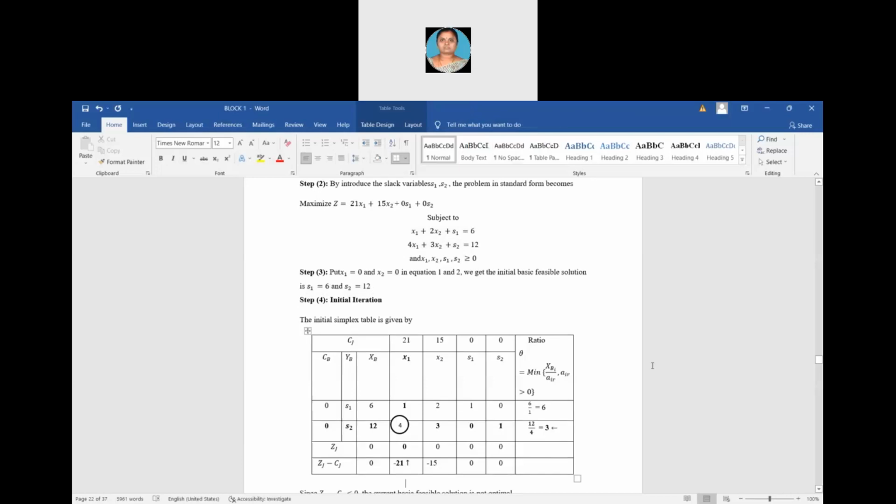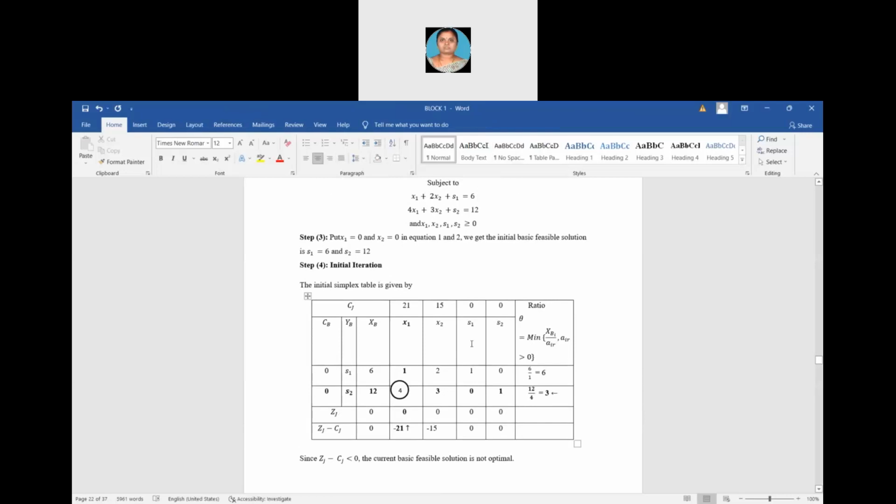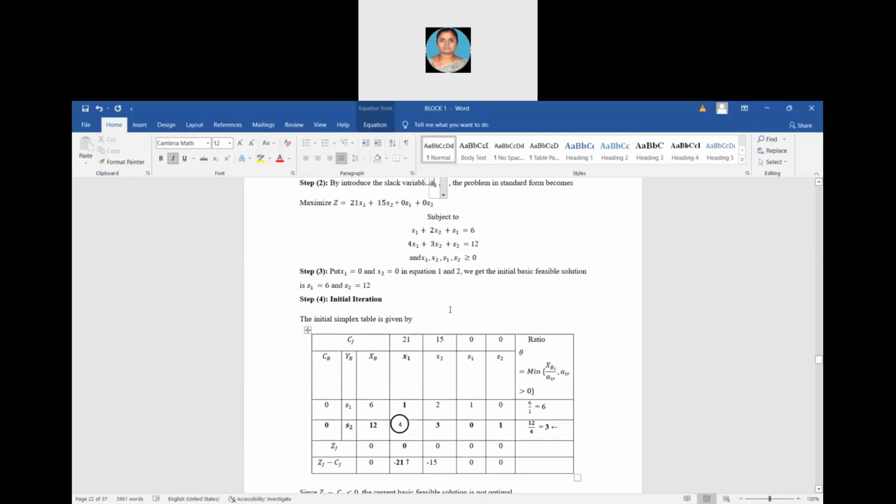Next is the initial iteration. The initial simplex table is given like this. Initially you have to write Cj, which corresponds to the coefficients of the objective function. What are the coefficients we have in the objective function? 21, 15, 0, 0. Those values you have to enter here.